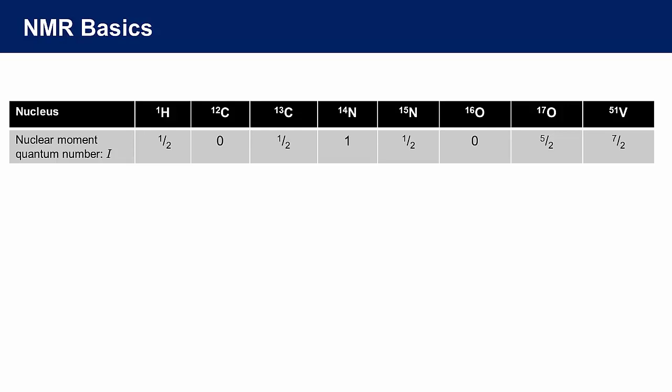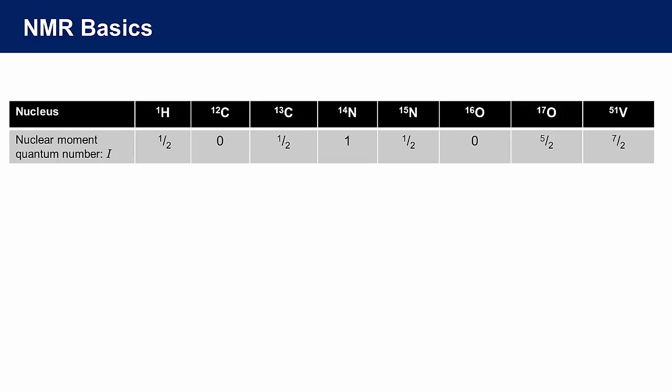Moving on, nitrogen exists as two stable isotopes, nitrogen-14 and nitrogen-15. Again, these different nuclei have different nuclear spin moments. We find I equal to 1 and I equal to 1/2 respectively. If the moment is 0, it cannot be studied by NMR. If the moment is not 0, then in principle it can be studied by NMR experiments.